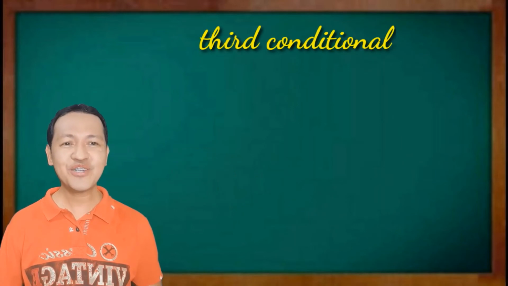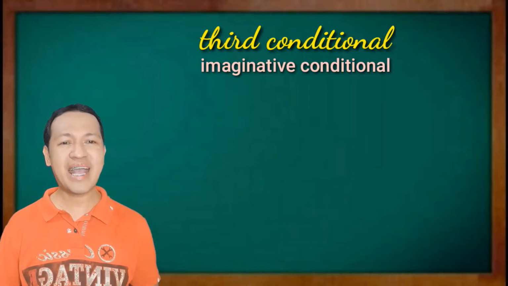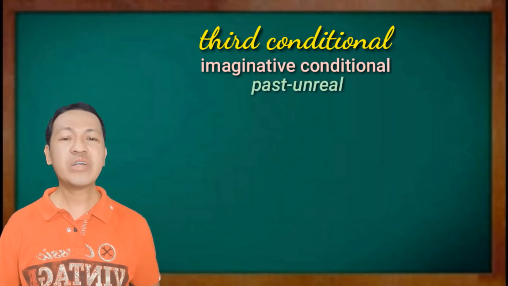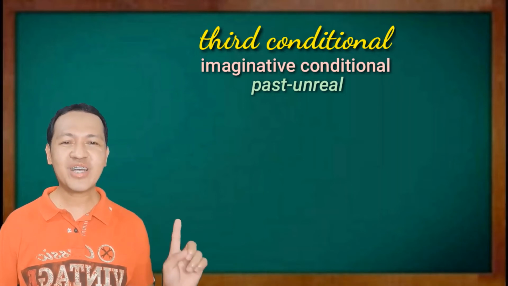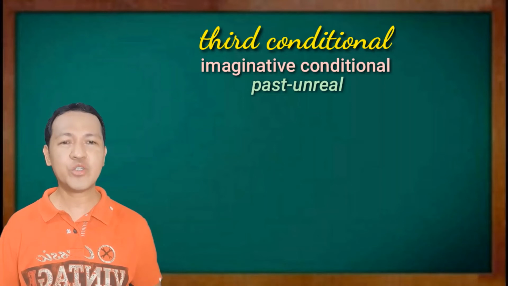Lastly, we have the third conditional, which is also called imaginative conditional. But unlike second conditional, third conditional is used to talk about something in the past which can't be changed, or it's too late to change. That's the reason it's called past unreal conditional. The third conditional is also like a dream, but with no possibility of the dream coming true.